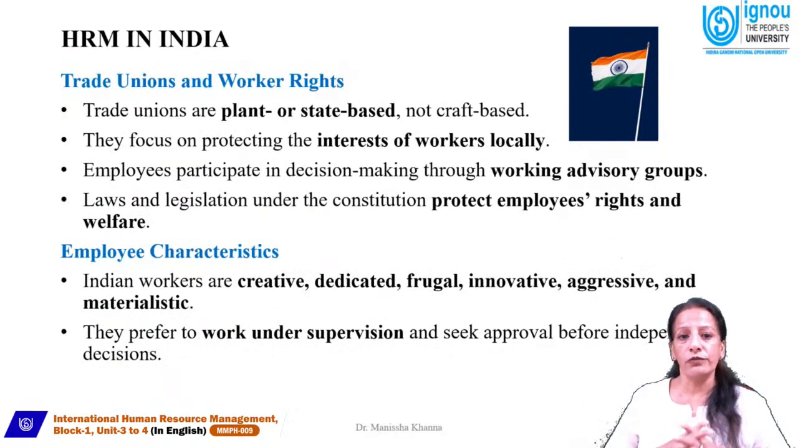So trade union and worker rights are basically plant or state based. They are not craft based. They focus on protecting the interest of workers, which are locally based. Employees participate in decision making through working advisory groups. Laws and legislations under constitutions protect employees' rights and welfare.